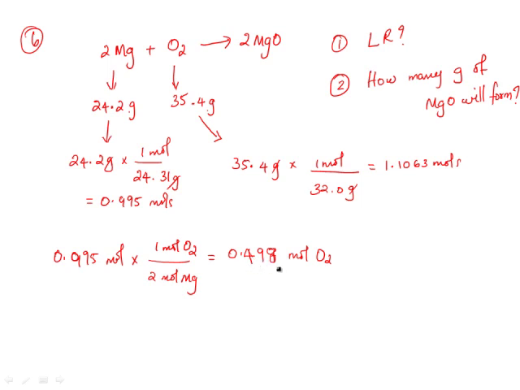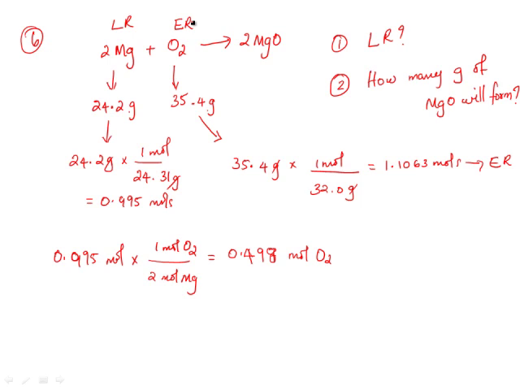Once again, this is the logic. You need only this much for the reaction, right? What you calculate using the mole ratio, that is what you need. You need only 0.498 moles, guys. You are given almost double the amount, more than double the amount. This is what you are given in the problem. So that means this is excess reactant, and that makes magnesium the limiting reactant. So magnesium is limiting reactant, O2 is excess reactant.